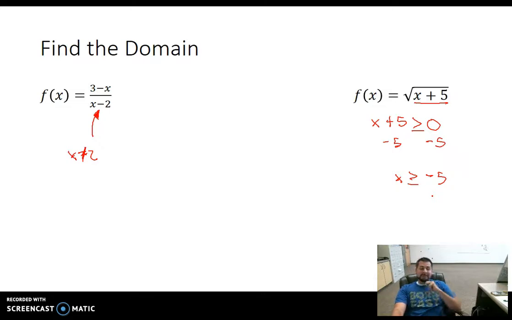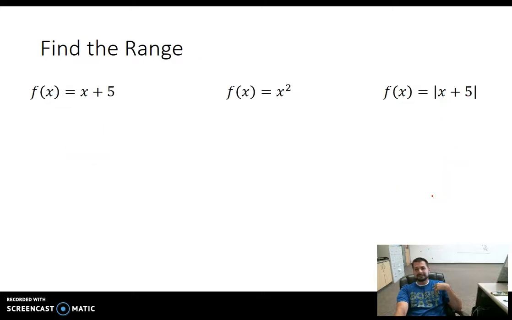So there's 2 examples of finding the domain, and that's what you always do. If you're dividing by something that has an x in it, figure out what's going to make the bottom equal to 0 and avoid that number. If you have a square root, take what is underneath the square root, set it greater than or equal to 0 so you know which numbers you can use.